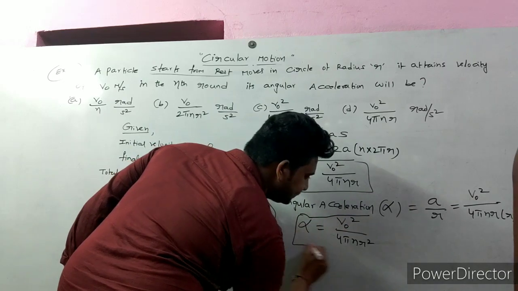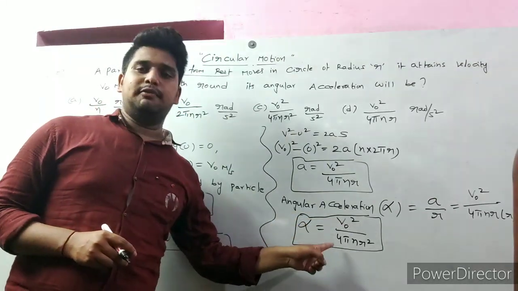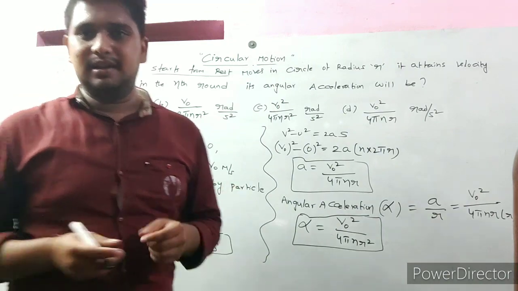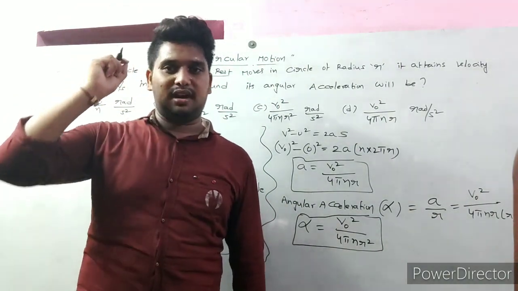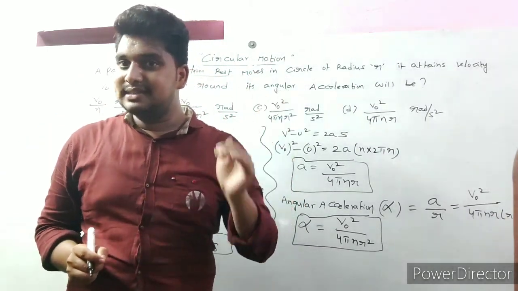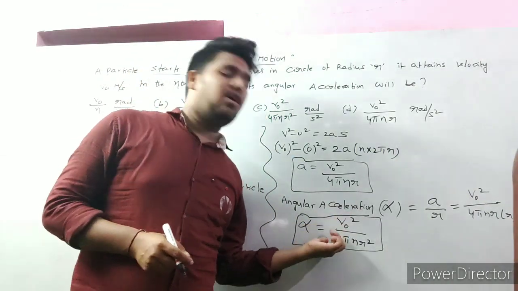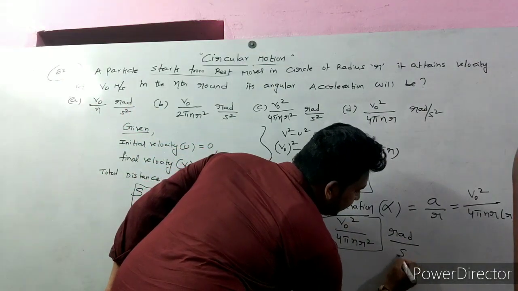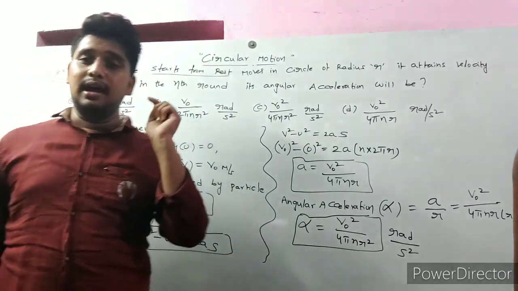So this is the angular acceleration value: v naught squared by 4 pi n r squared. What is the unit of angular acceleration? Simple. Angular acceleration means the rate of change of angular velocity, angular velocity by time. Angular velocity is measured in radian per second, again divided by second, so we get radian per second squared. So radian per second squared is the unit of angular acceleration.